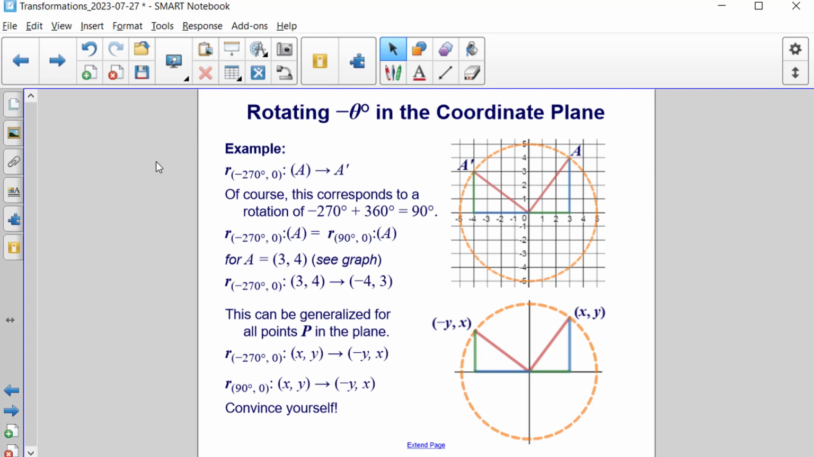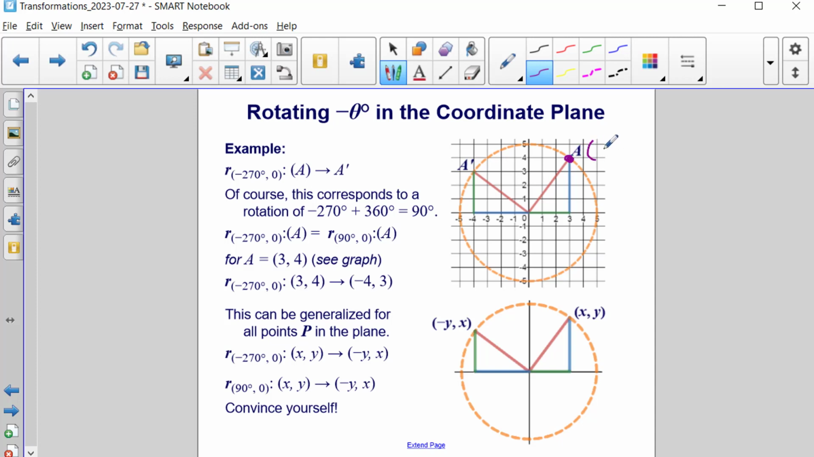Next, let's discuss rotating -θ degrees in the coordinate plane. Here's an example. If we're rotating -270 degrees about the origin to get from A to A prime, the mapping will be as follows. We're starting at point A, which has the coordinates of 3, 4, and we're rotating it -270 degrees. This negative sign at the front tells us that we are going clockwise instead of counterclockwise. And after the rotation, 270 degrees clockwise, we will be at this point A prime, which is -4, 3.